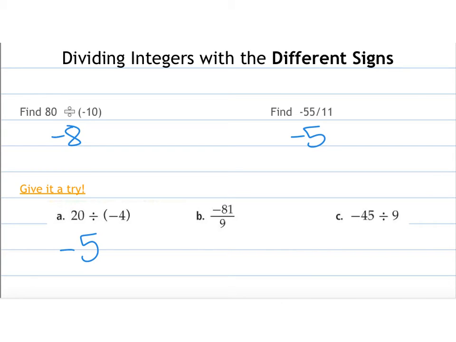Negative 81 divided by 9. Well, 81 divided by 9 is 9. And a negative divided by a positive is a negative. Negative 45 divided by 9. 45 divided by 9 is 5. Negative divided by a positive equals a negative.